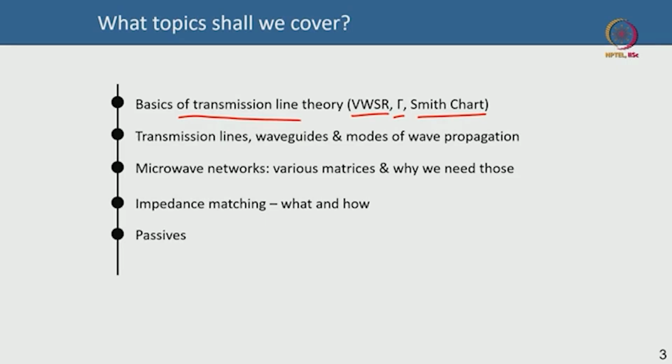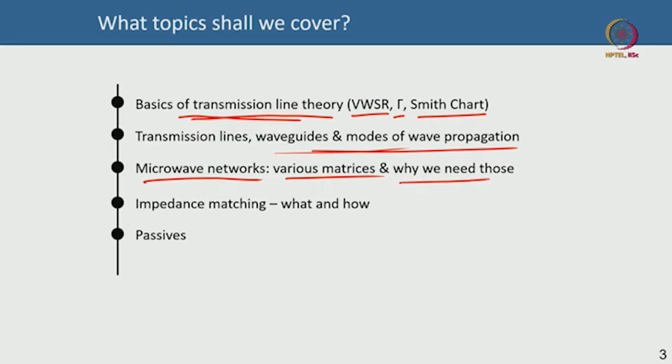Okay. So, we are going to talk about transmission line theory, because the gate and the drain and the source, everything, you are basically feeding them through transmission lines. So, we need to understand transmission lines. We are going to talk about waveguides and modes of wave propagation, but again this is very brief. Then the very important thing is microwave networks, specifically the 2-port network. We have various matrices to actually characterize them, and this is a little bit mathematical, but we have no option, we cannot avoid them.